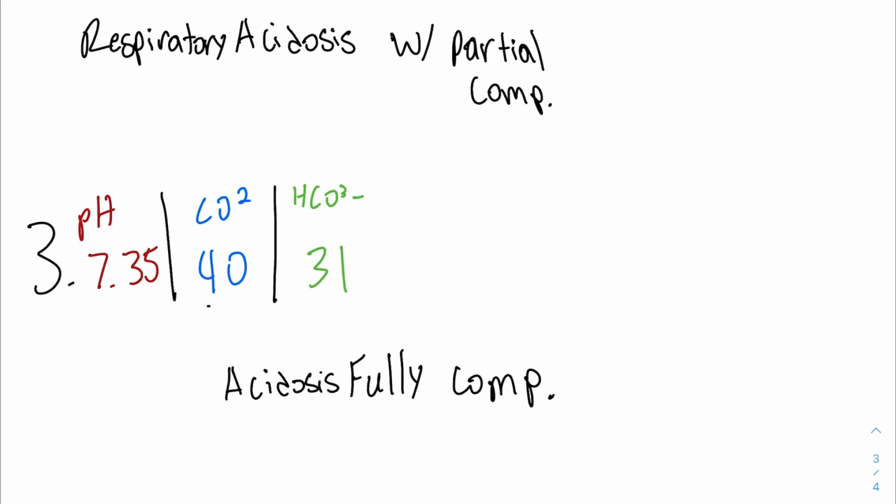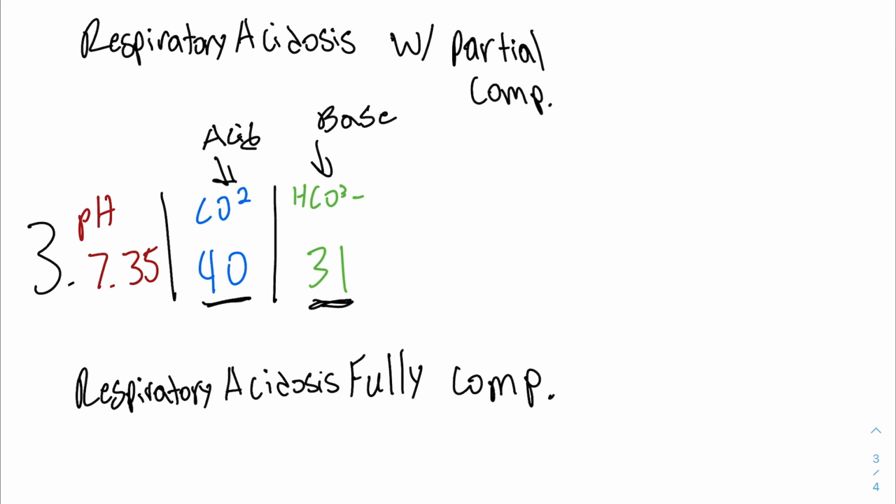So let's look at our CO2. Ooh, that's looking a little high, right? And our bicarb's high too, which the bicarb is our base and the CO2 is our acid. So if we have a high acid and we're also in an acidotic state, odds are that's our problem. So what's our problem? Our CO2. So it's going to be respiratory acidosis with full compensation because our pH is within the normal limits. That means it's fully compensated.